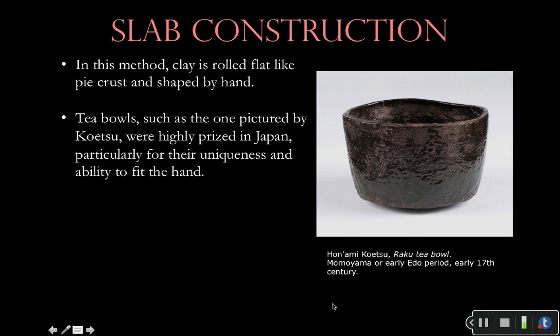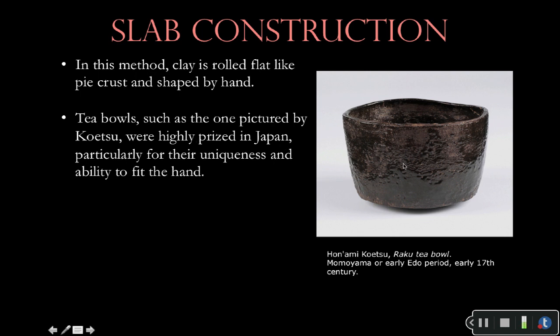So the first method of construction here is slab construction. You can see slab construction oftentimes creates these kind of minimalist ceramic objects here. In this method, you basically just roll out the clay, like you would a pie crust or a pizza crust or something, into a flat slab, and then you go ahead and shape whatever you're making by hand using that slab. And so here you see a tea bowl.